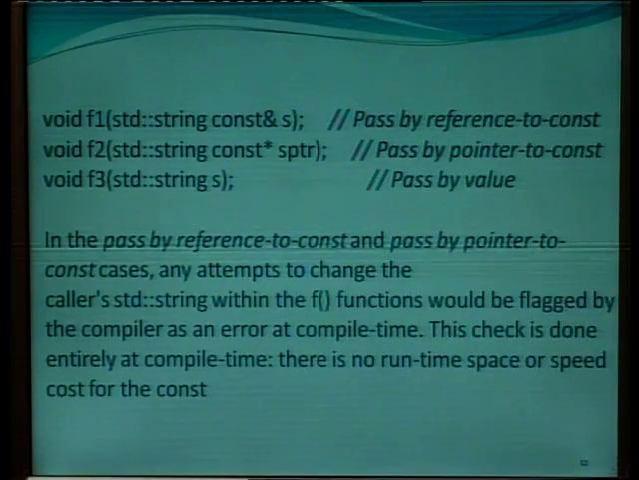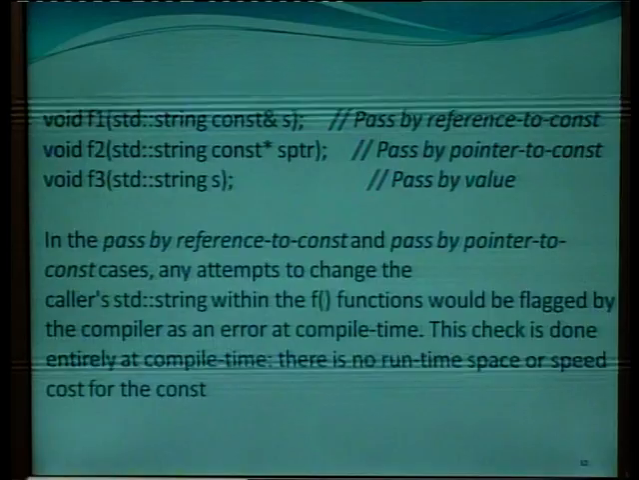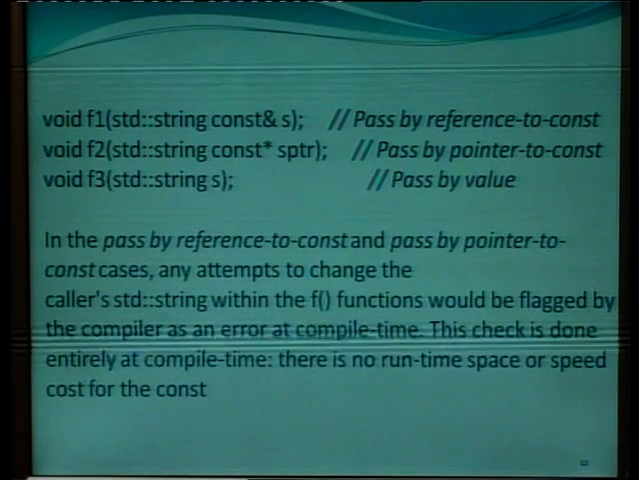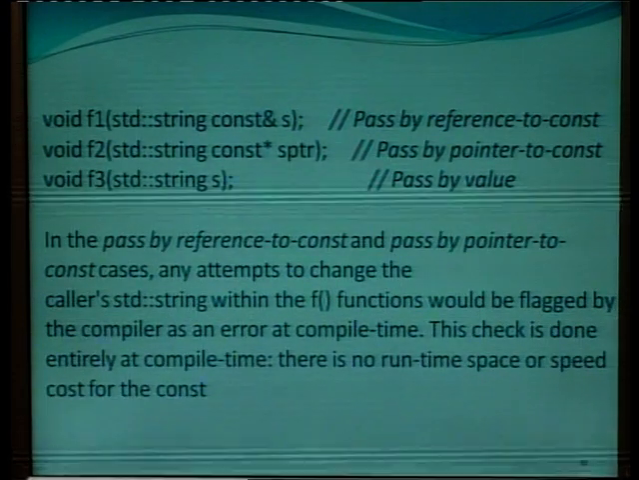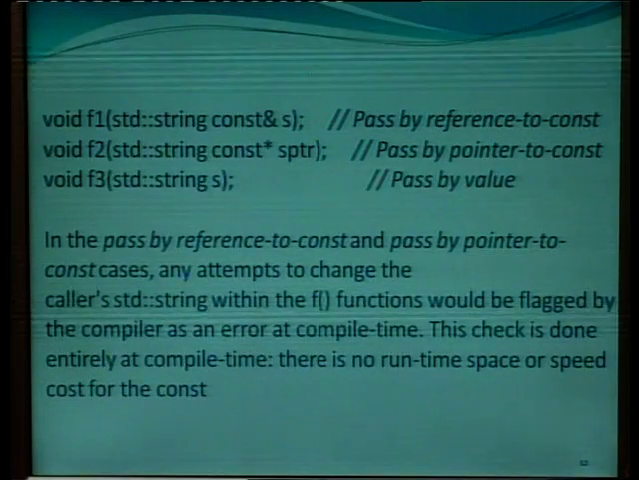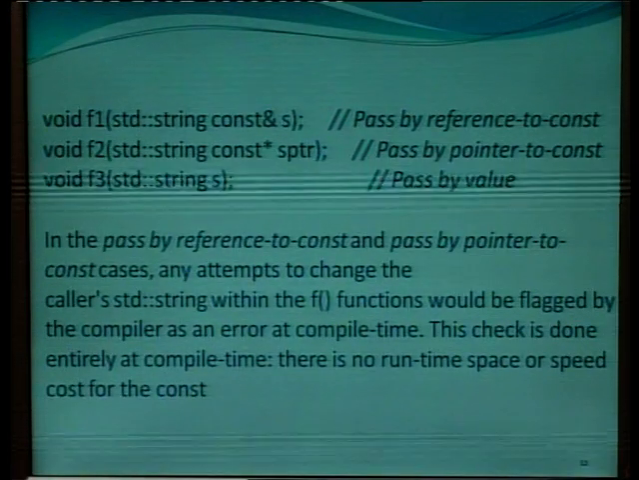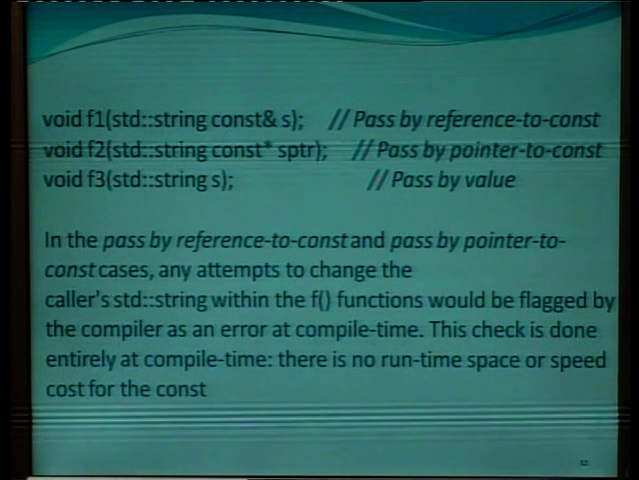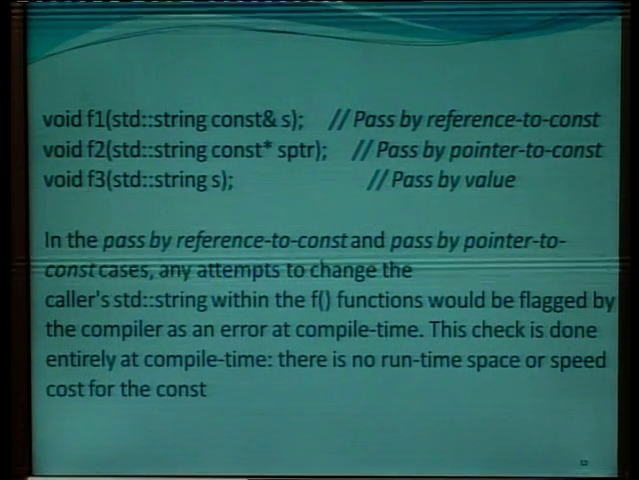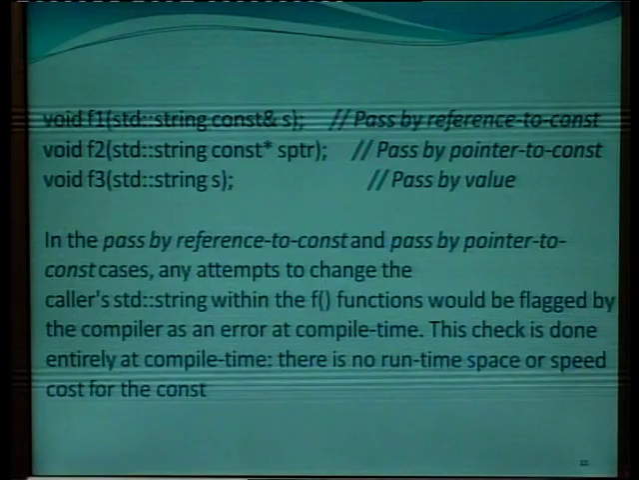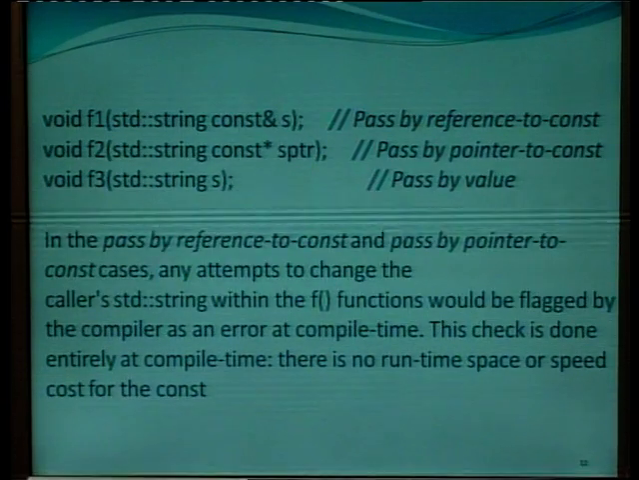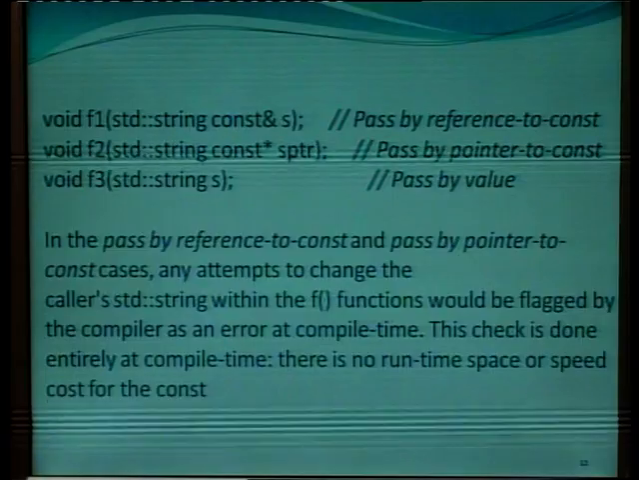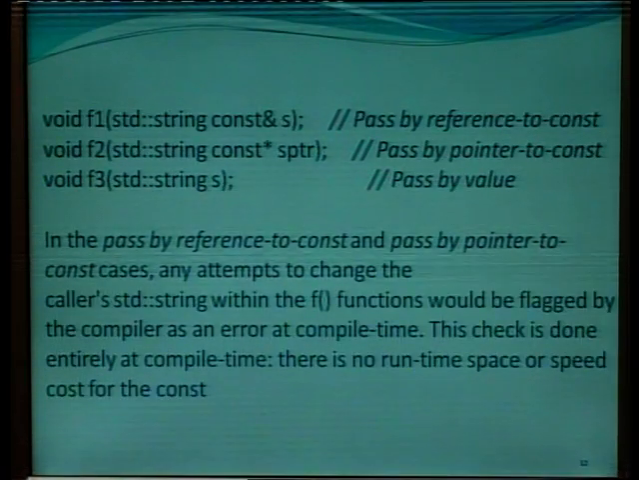By using these, the access time of your program will be reduced. Your program should be faster and your memory usage should be less. In pass by reference to the constant or pass by pointer to the constant case, any attempt to change the caller's standard string within the function would be flagged by the compiler as an error at compile time. This check is done entirely at compile time. There is no runtime space or speed cost for const.